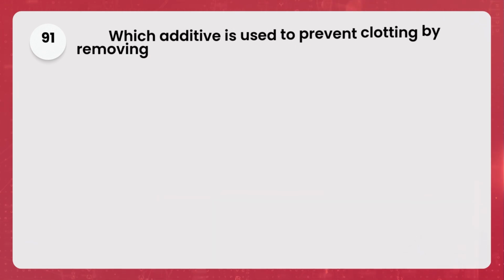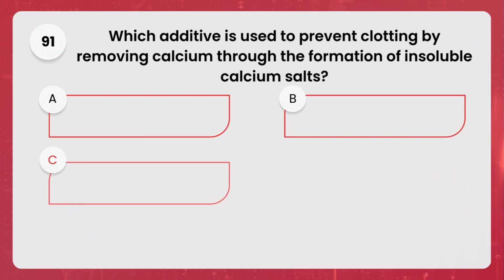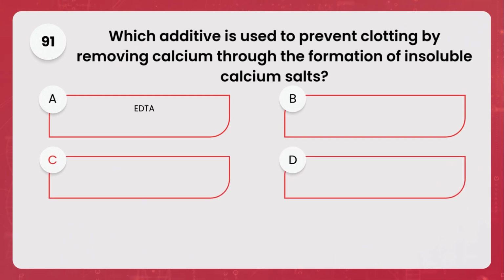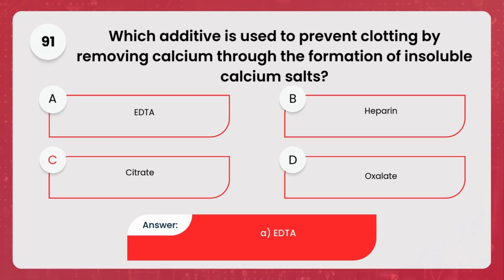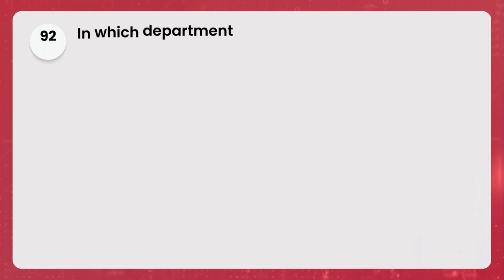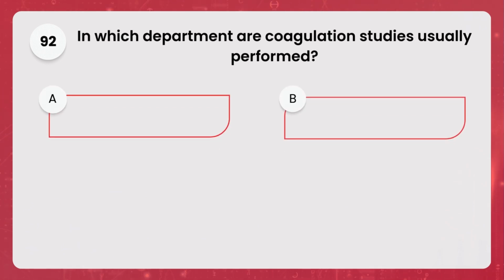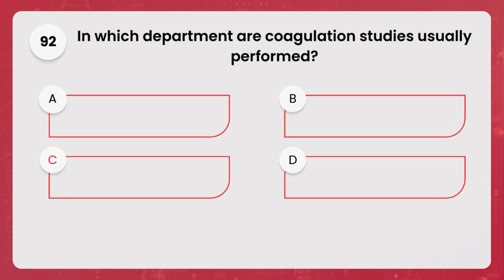Number 91. Which additive is used to prevent clotting by removing calcium through the formation of insoluble calcium salts? A. EDTA. B. Heparin. C. Citrate. Or D. Oxalate. The answer is A. EDTA.